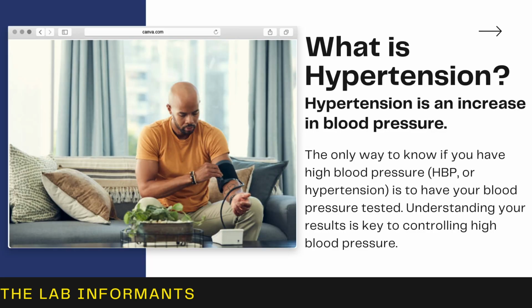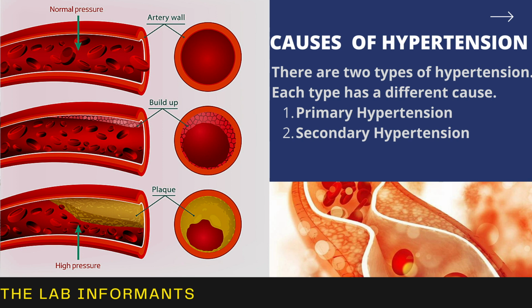It is absolutely necessary to note that hypertension is also known as high blood pressure, and the only way to know if you have high blood pressure or hypertension is to have your blood pressure tested. Understanding your results is key to controlling high blood pressure. As illustrated by the images in this slide, high blood pressure may be as a result of accumulation of plaques in the walls of arteries, causing the arteries to thicken and lose their elasticity. Blood pressure is created when there is a force of blood pushing against the wall of the blood vessels, such as in these arteries here.